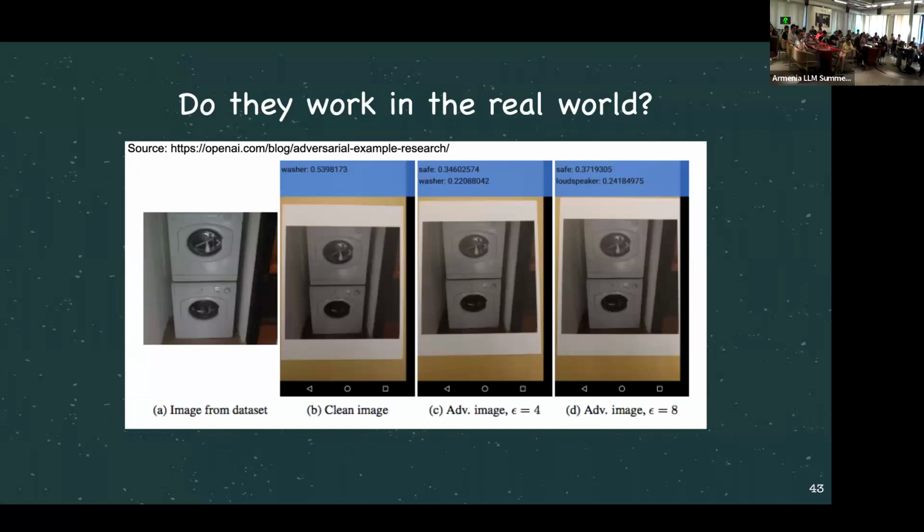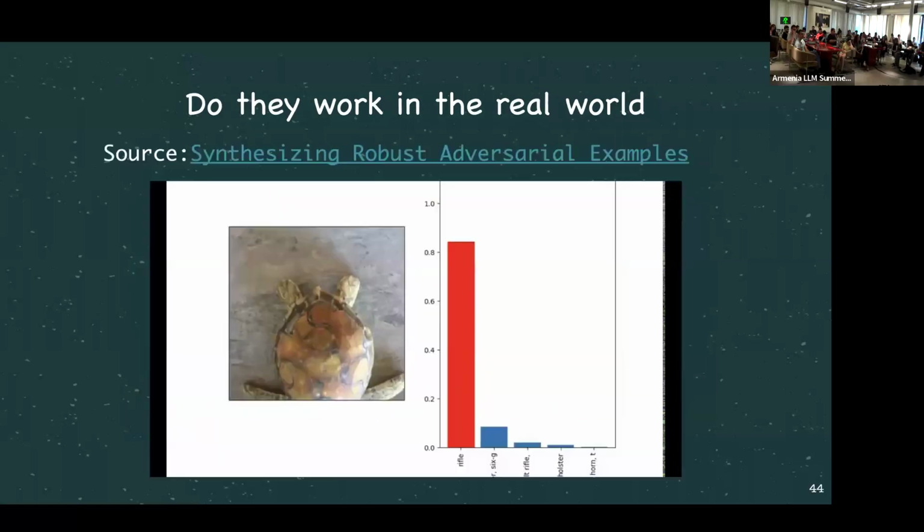And once again, if I increase epsilon, so I allow for a larger perturbation, now it's barely visible. Probably the screen is not good enough to see it. But if I take a picture of this, it's a safe again. So very interestingly, these are real in the sense that you can print them. You can look at these pictures from different angles.